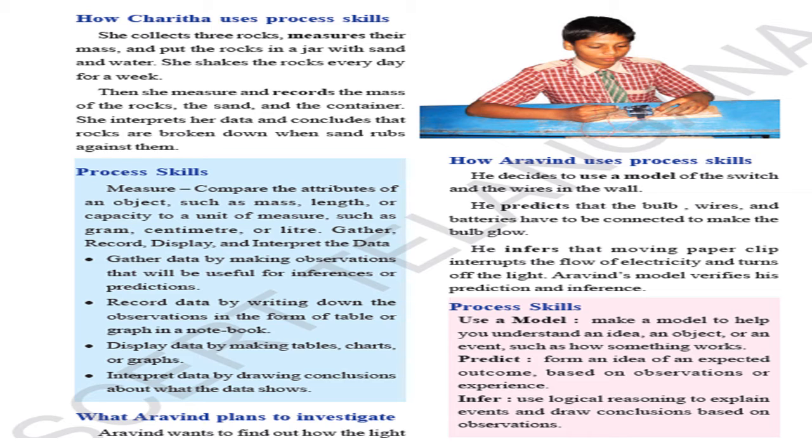Process skills. What happens? Measure: compare attributes of an object such as mass, length, or capacity to a unit of measure such as gram, centimeter, or liter. Gather, record, display, and interpret the data. Gather the data by making observations that will be useful for inferences or predictions. Record data by writing down the observations in the form of a table or graph in the notebook. Display the data by making tables, charts, or graphs. Interpret the data by drawing conclusions about what the data shows.